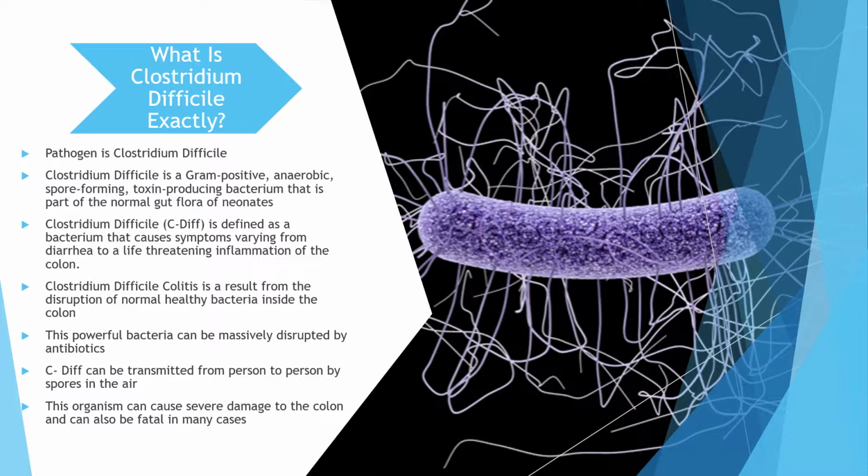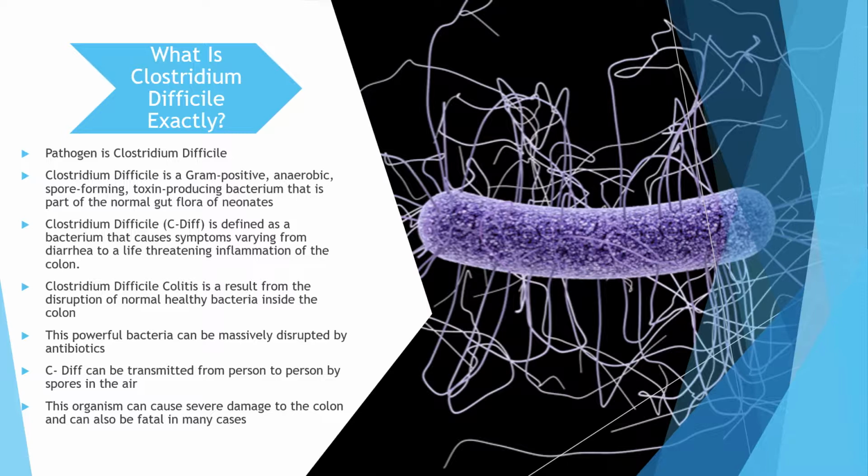Clostridium difficile is a gram-positive, anaerobic, spore-forming, toxin-producing bacterium that is part of the normal gut flora of neonates. Clostridium difficile colitis is an infection of the colon by the C. diff bacteria. C. diff colitis is a result from the disruption of normal, healthy bacteria inside the colon. This powerful and deadly bacteria can be massively disrupted by antibiotics.